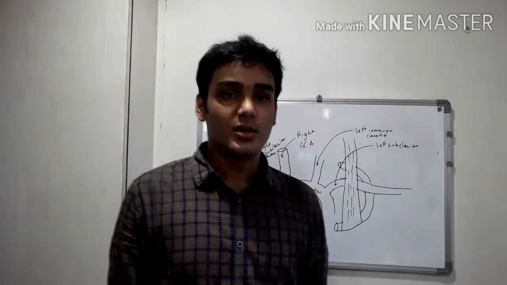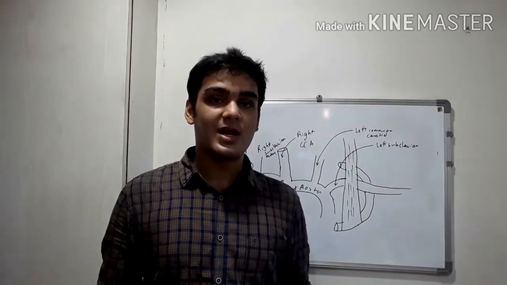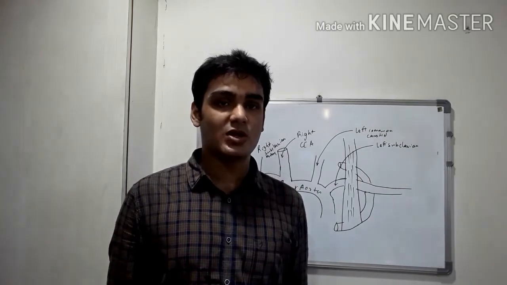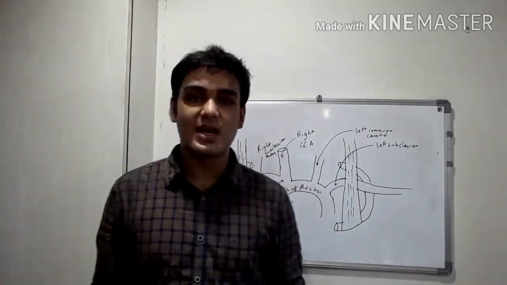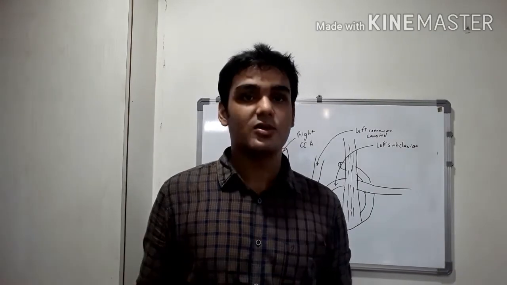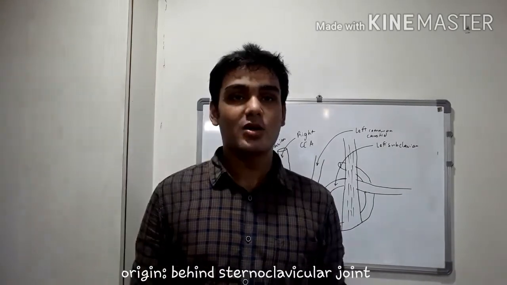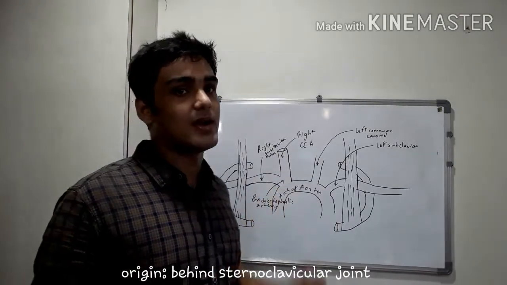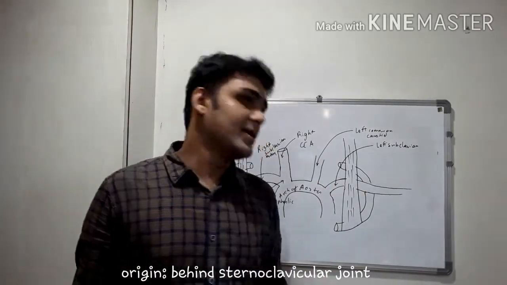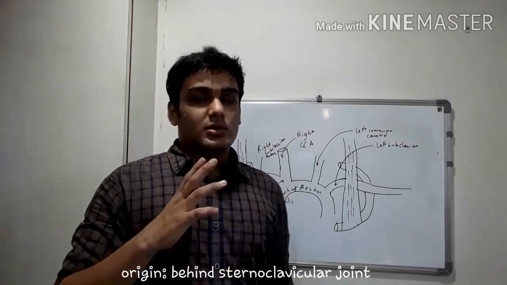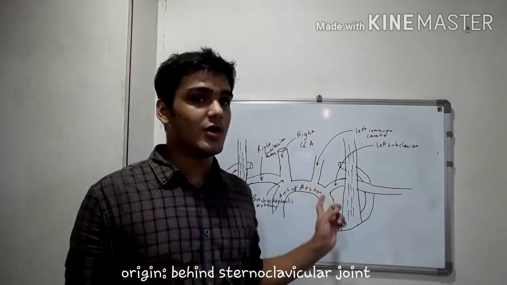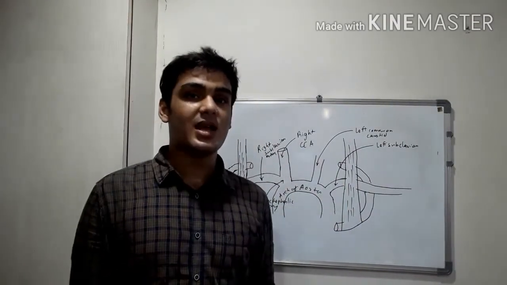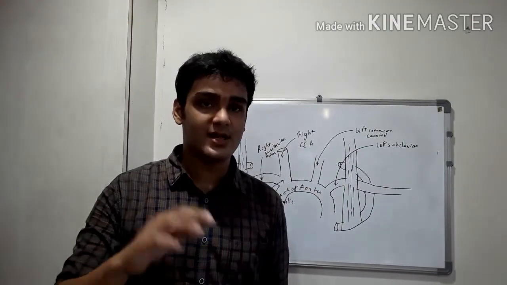In other words, the right subclavian artery is the branch of the brachiocephalic trunk or brachiocephalic artery, whereas the left subclavian artery is the branch of the arch of aorta itself. And to be precise, the subclavian artery on both sides originates behind the sternoclavicular joint. The right subclavian artery originates behind the right sternoclavicular joint from the brachiocephalic trunk, and the left subclavian artery originates behind the left sternoclavicular joint from the arch of aorta itself. And this artery continues as the axillary artery in the upper limb, which in turn continues as the brachial artery.